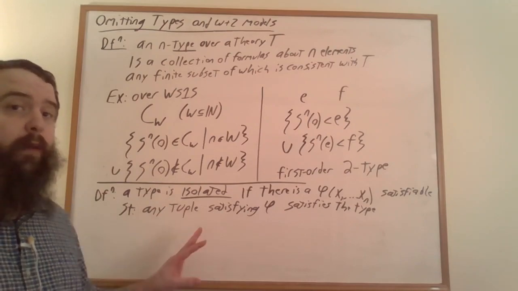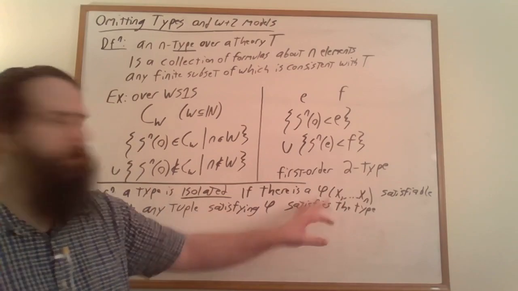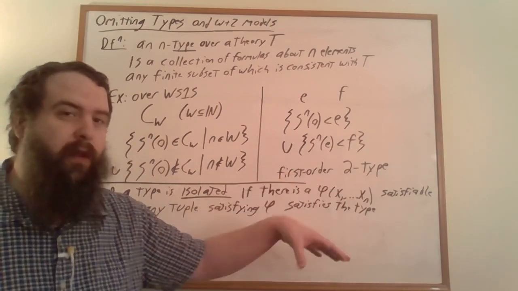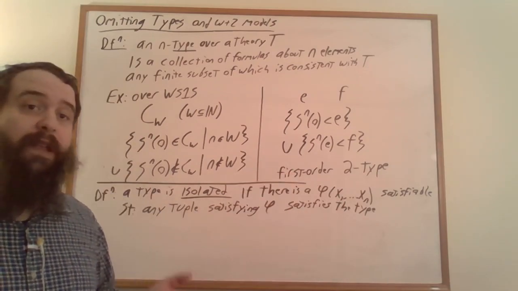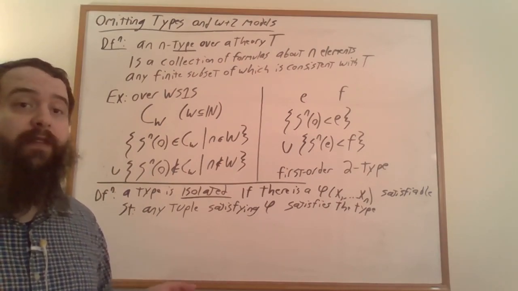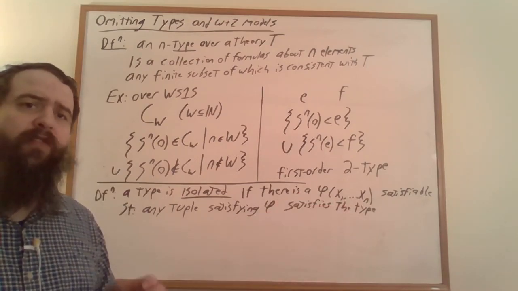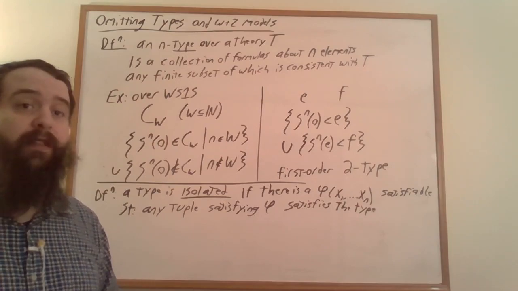This isn't quite what I said before. We're not finding a formula phi that's equivalent to the type, but rather acts as kind of an upper bound on the type. But in the case of complete types, these are equivalent. A complete type is isolated if and only if it's equivalent to some single formula. And that means that there's something genuinely infinite about our non-isolated types.